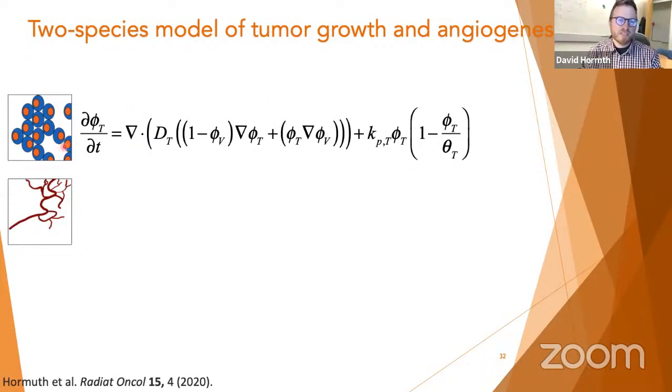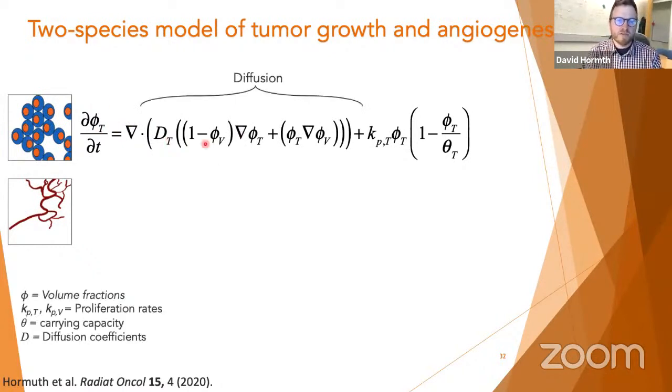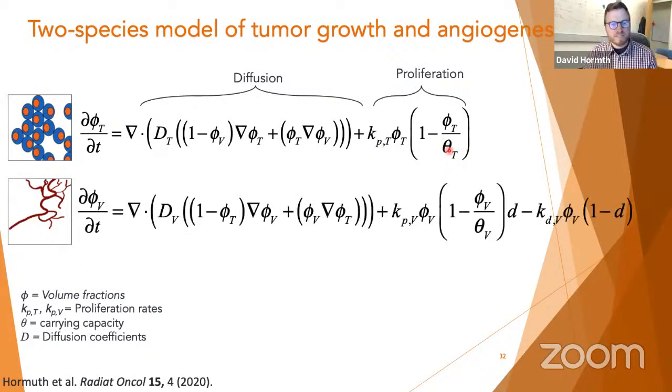This first equation is our tumor cell volume fraction model. We have a volume fraction for the tumor cells. We have our diffusion term, which has an interaction term with the tumor vasculature. And then we have this proliferation term, which has our proliferation rate and our carrying capacity for the tumor. We also have a very similar equation for the blood volume fraction. The main difference is we have this blood vessel death or regression term.